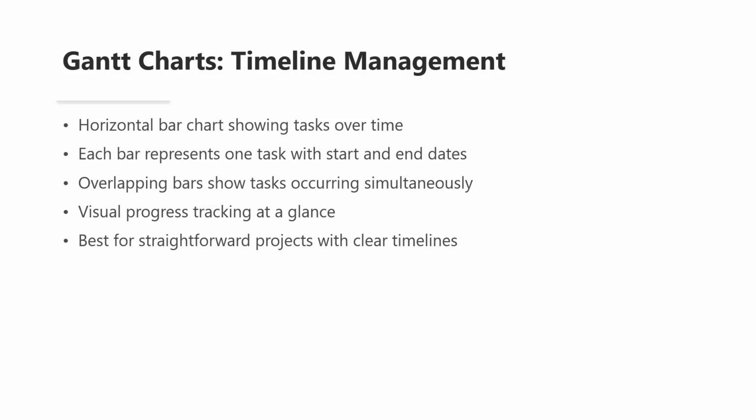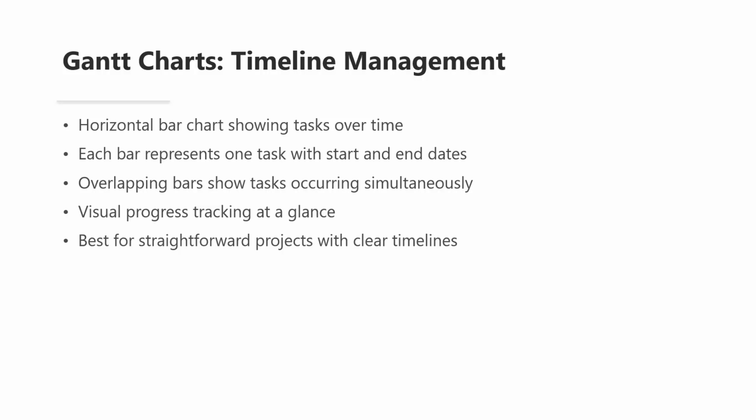Let me give you a practical example. In a health education program implementation, you might have bars for curriculum development, staff training, material printing, site preparation, and program delivery. The Gantt chart shows you how these activities relate to each other in time. Can staff training begin before curriculum development is finished? The chart makes the answer immediately clear.